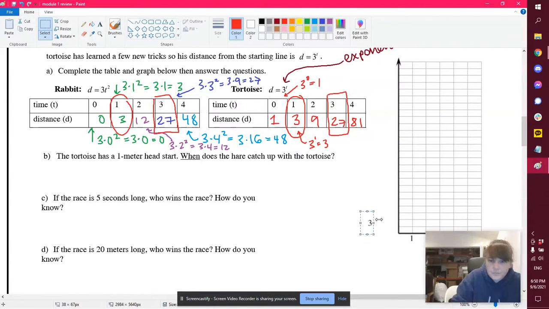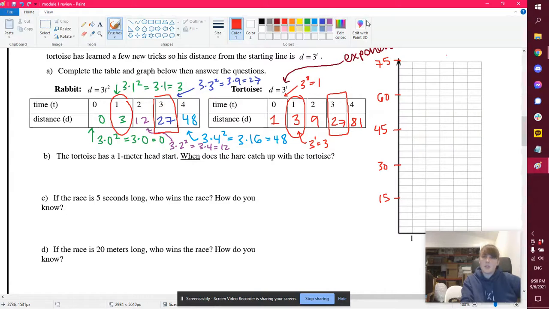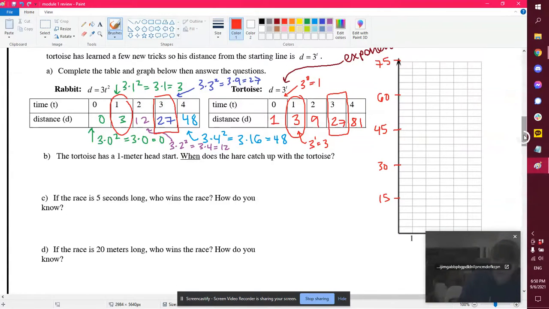Let me just delete this real fast. Let's see, we want it to go up to 81. That's really aggressive. 1, 2, 3, 4, 5. If we do this by 15, oh, haha, funny. 15, 30, 45, 60, 75. So the 80 will just be up. It's fine. And then each of these is 1.